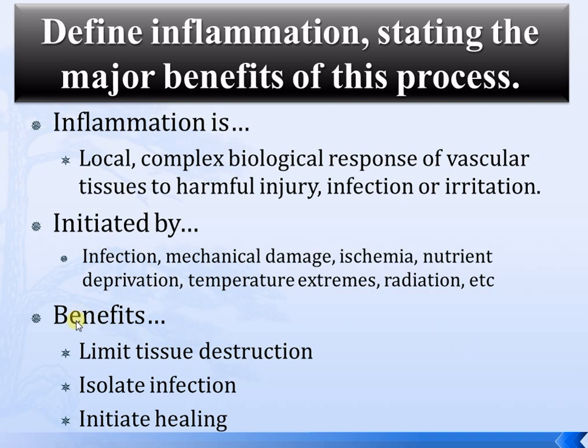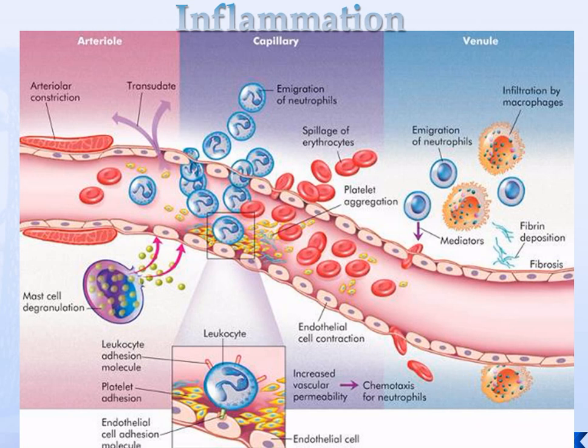Okay, next point was to define inflammation, stating the major benefits of the process. The major point of inflammation, well, number one is hopefully inflammation is localized. But what's the whole point? What's it trying to do? Think about it. We'll go back to that picture real quick. With this inflammation, what's it trying to do? You had some kind of effect that got into the tissue over here. Stimulate this mast cell to degranulate. What's the mast cell trying to do? Open the blood vessels to bring what into the area? Blood cells, and it's trying to do what? Prevent the infection from getting further. Yep. So it's trying to stop the infection.